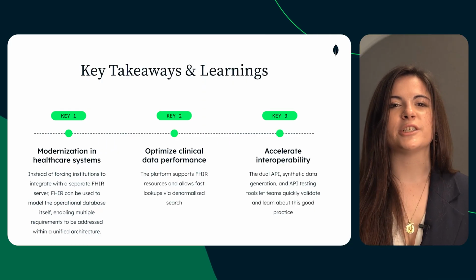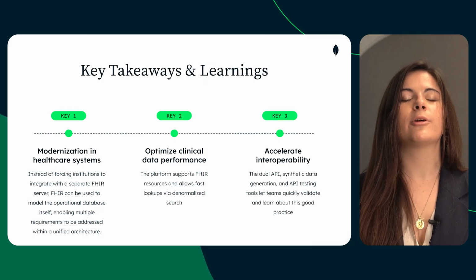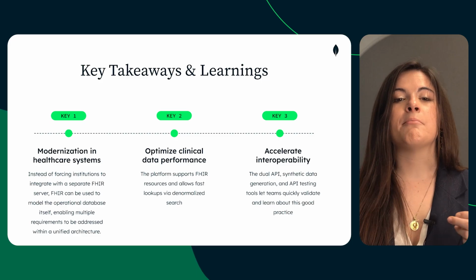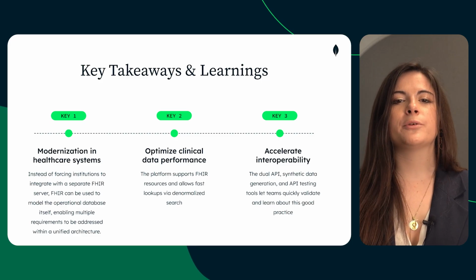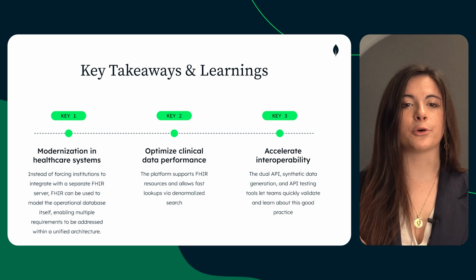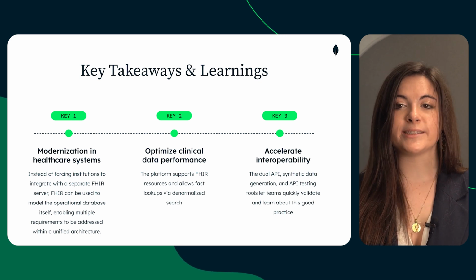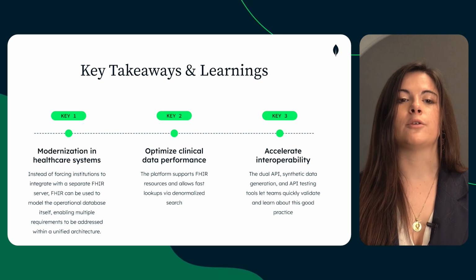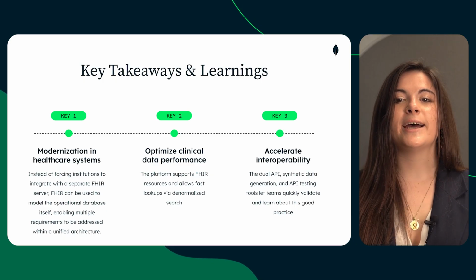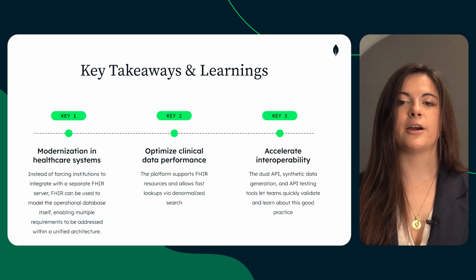The expectation is that interoperability requires a clean break from the past. But the reality is that most organizations need to modernize incrementally. With the right approach, you can improve performance, accelerate interoperability, and future-proof your platform. All that without breaking what already works. And that approach is the hybrid FHIR ODL.